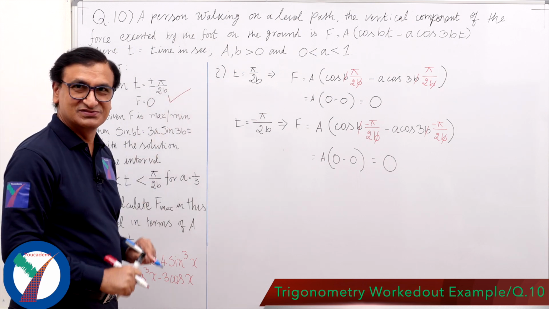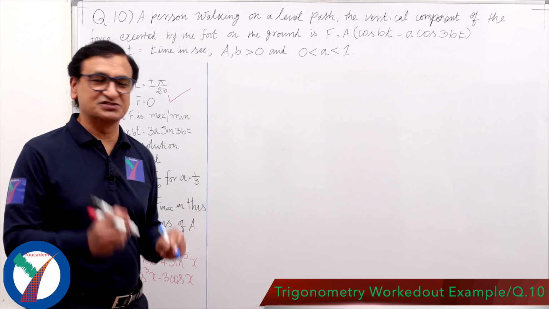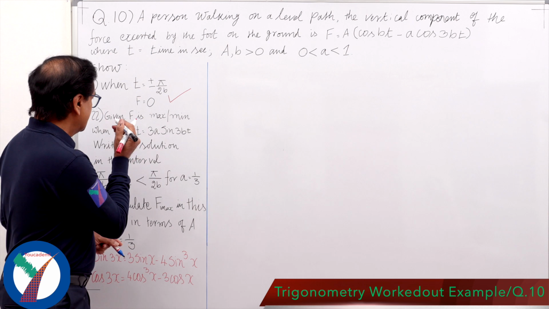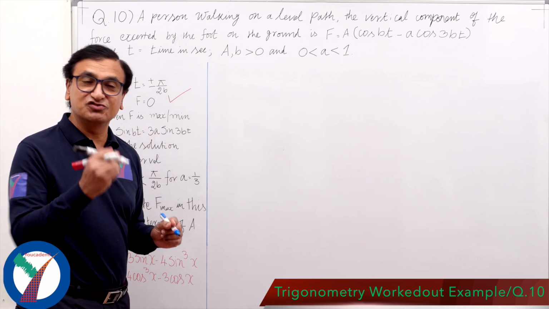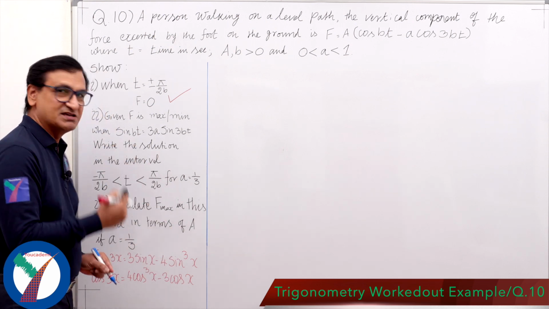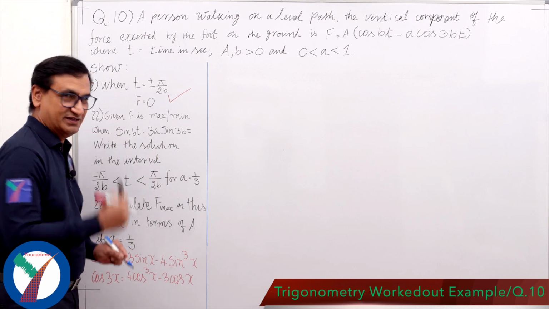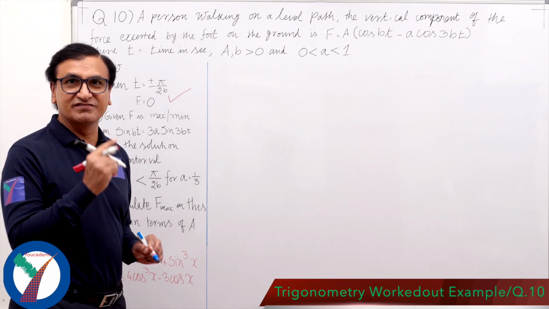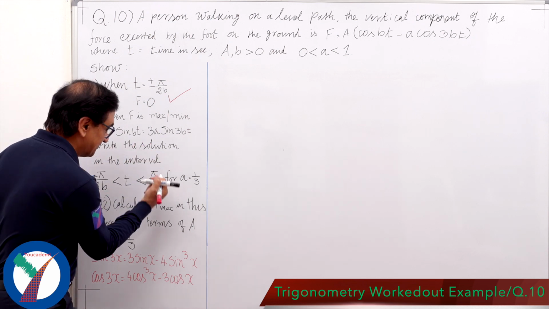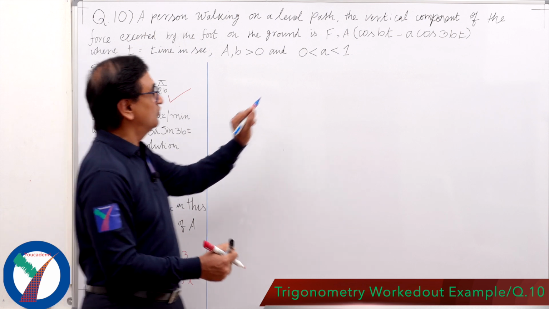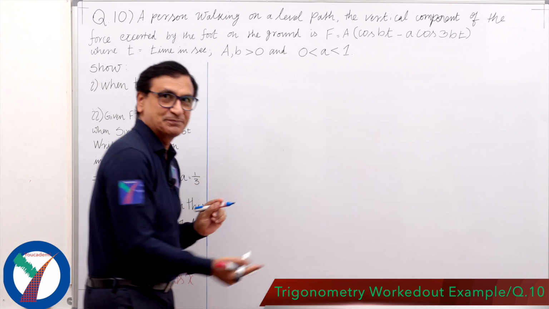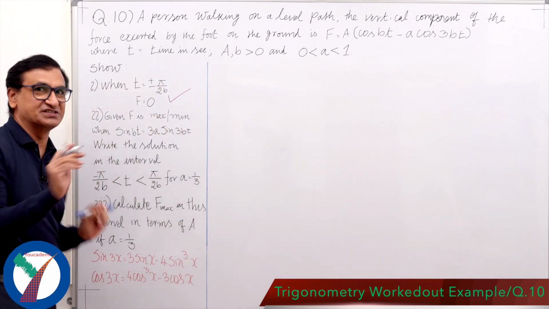Let's go to question number 2. Let me read the question for you. Given force F is maxima or minima when sin bt equals 3a sin 3bt. Write the solution in the interval t equals minus pi by 2b to pi by 2b for small a equals 1 divided by 3. Remember, the interval is fixed. We want the solution in this fixed interval. But as the values of a and b change, the period of the graph will change, whereas I want a solution in this fixed interval.